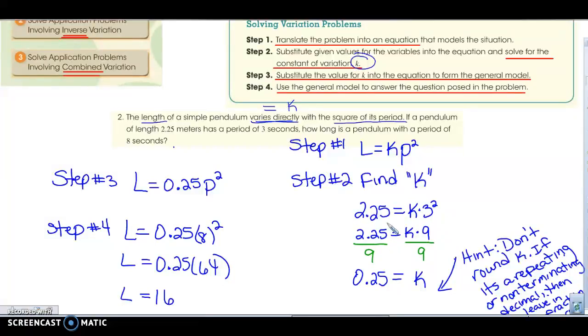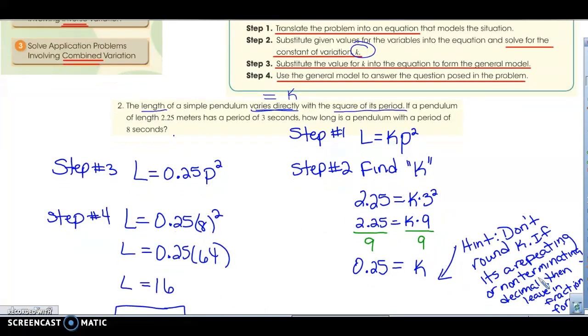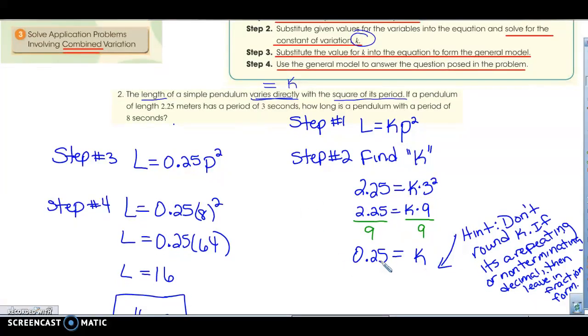I would leave it in fraction form until the very end of the problem. Leave the rounding till the end, okay? So that we get the most accurate answer that we can. All right, now that we have k, we're going to use this in the general formula. So going back to our general formula from step 1, we're going to have L equals 0.25, which is now our k, times P squared.